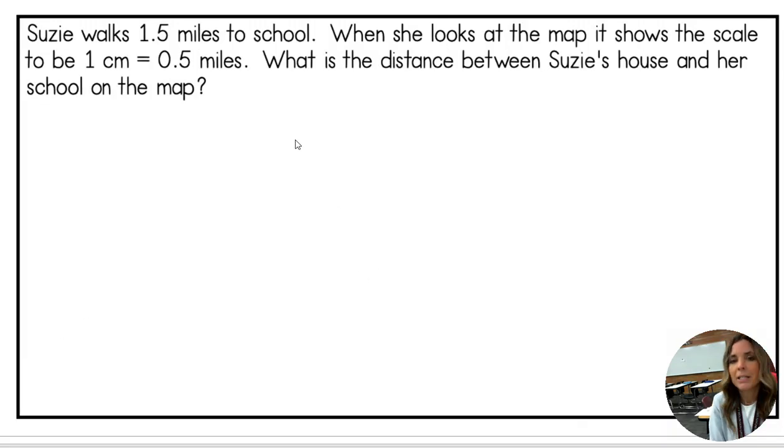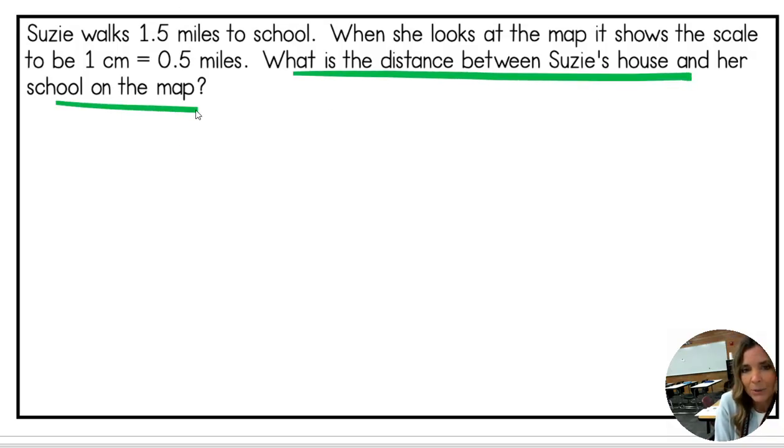Okay, let's try another one. Susie walks 1.5 miles to school. When she looks at the map, it shows the scale to be 1 centimeter equals 0.5 miles. What is the distance between Susie's house and her school on the map? So first thing we do is we take our scale that we know. 1 centimeter is equal to 0.5 miles. We write that as a ratio, and then we fill in another ratio so that we can make equivalent fractions, right? We're going to find our scale factor.